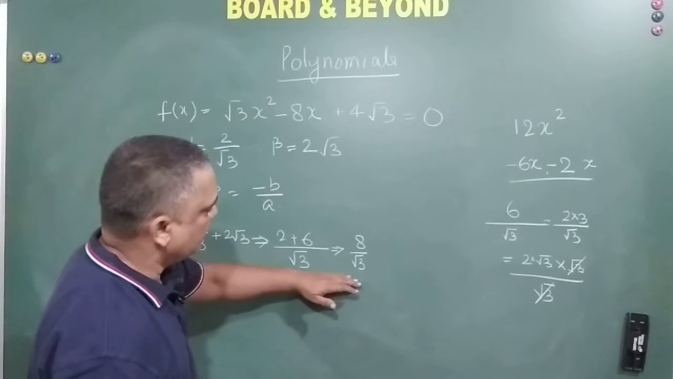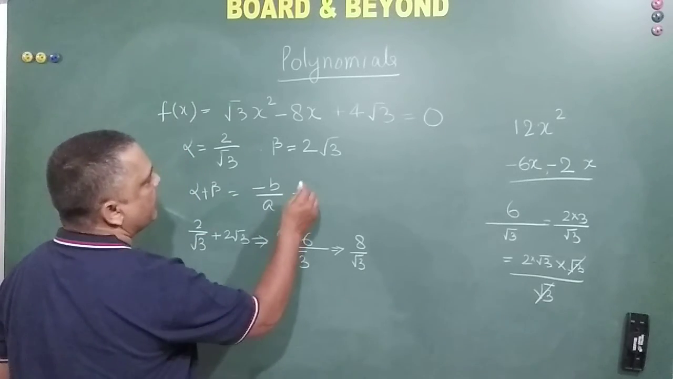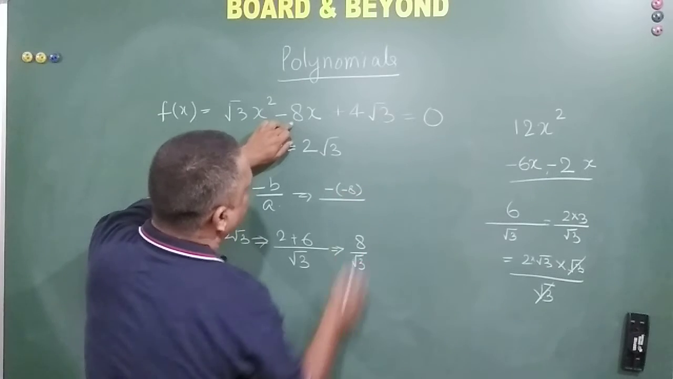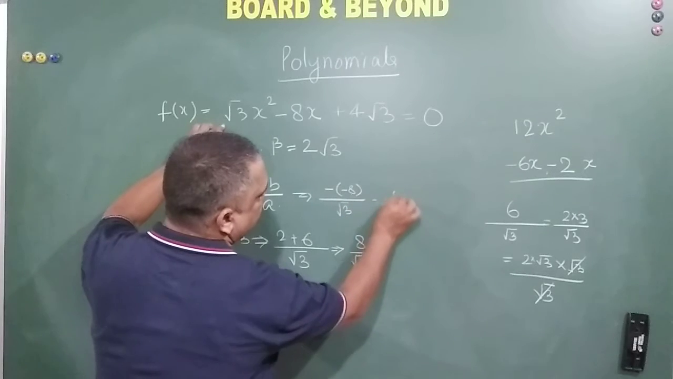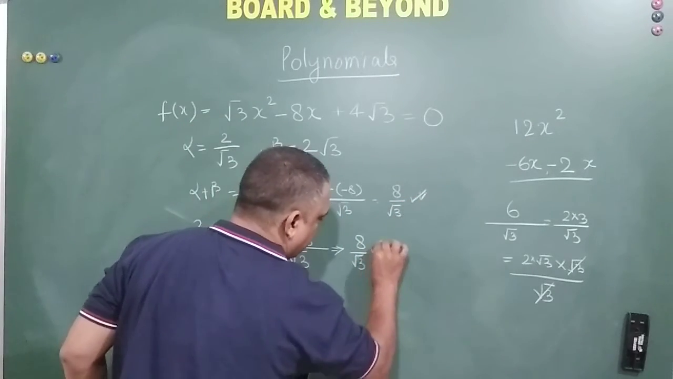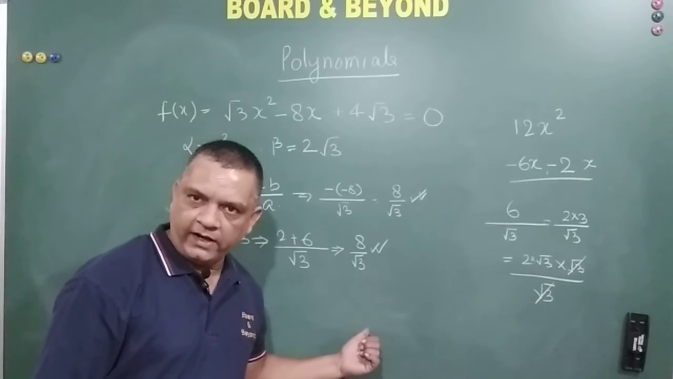Now try to do minus b by a. Minus b by a is how much, friends? Minus b, that is minus of minus 8, divided by a, which is root 3. This gives me 8 by root 3. Now you see this and this are same. So the sum of the roots has been verified.